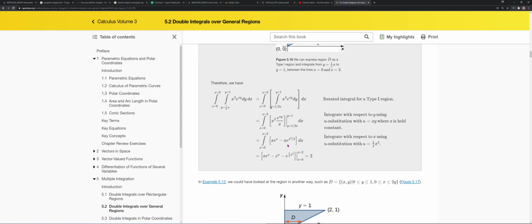The second piece, in order to integrate this, you need to use the substitution u equals half x squared. So the substitution is really for this second part. When you use that substitution, the integral of x e to the x squared on 2 is e to the x squared on 2. Then you just substitute x equals 0 and x equals 2, and this works out to be equal to 2.